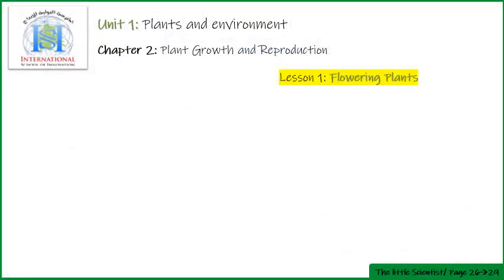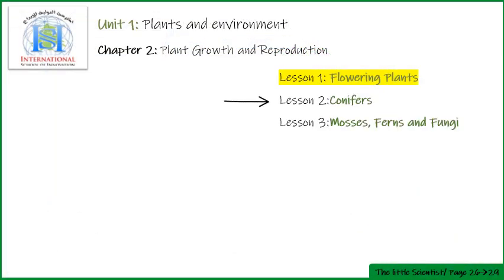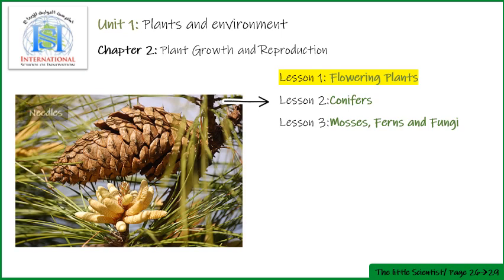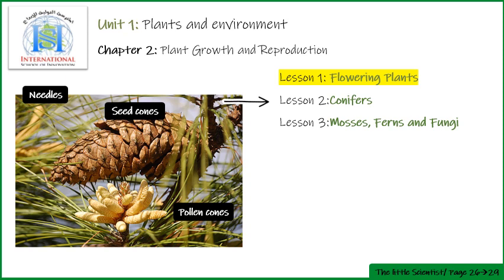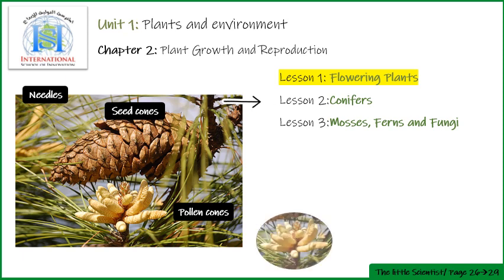Another type of plants are the conifers. Conifers are trees that grow needle leaves. These trees are evergreen and they are called conifers since they grow cones. Conifers grow two types of cones: pollen cones, responsible for producing pollen grains, and seed cones, which are larger than the pollen cones, and these cones hold the seeds inside.